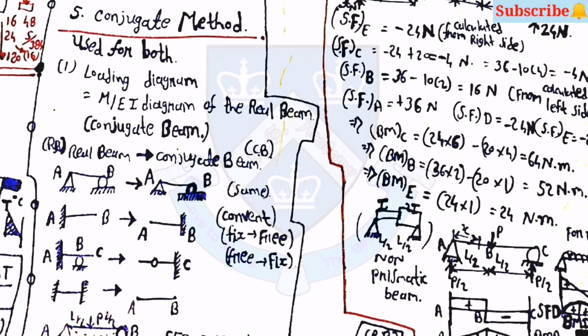Then the fifth one is the conjugate beam method. This method is also used for both prismatic and non-prismatic bars. Here the loading diagram is equal to the M by EI diagram of the real beam. First we have to convert the real beam to the conjugate beam. For that, these are some rules for the conversion. You can take a screenshot.